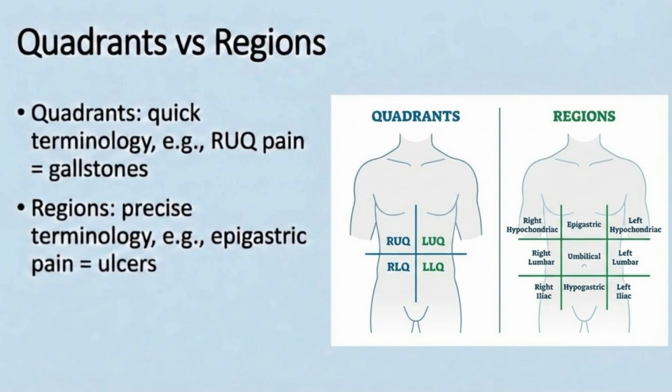Quadrants and regions serve different purposes in medical terminology. Quadrants are used for quick, general documentation, while regions provide more detailed location information. Both systems are important for accurate communication in healthcare.